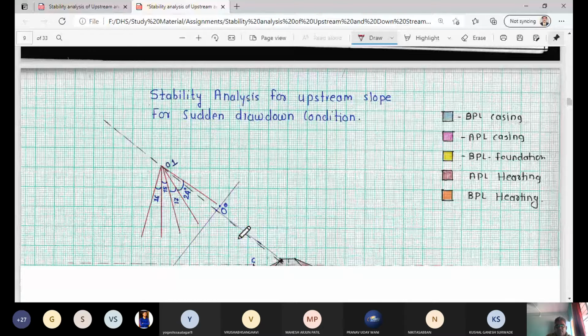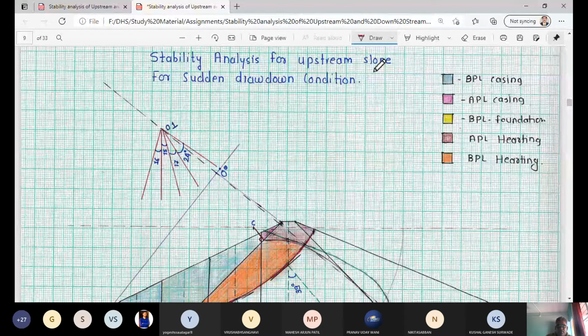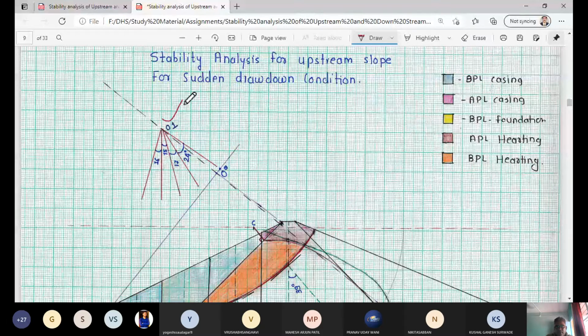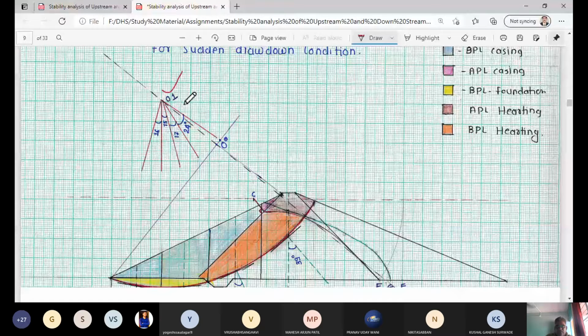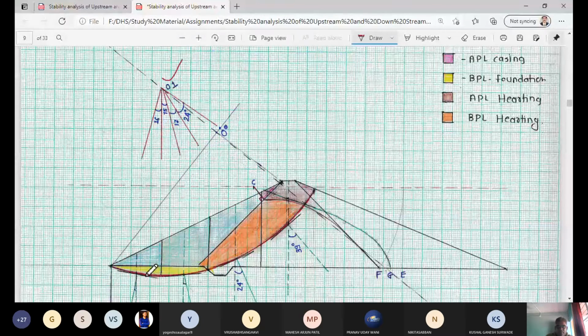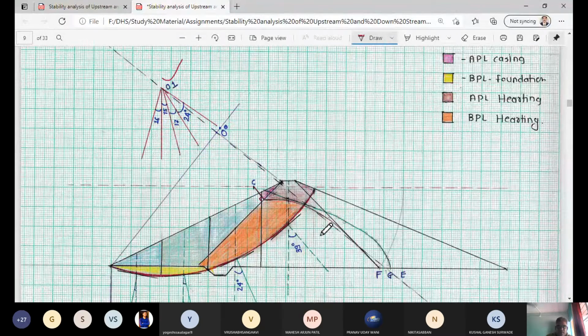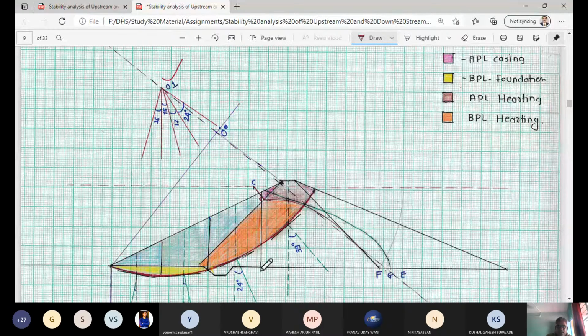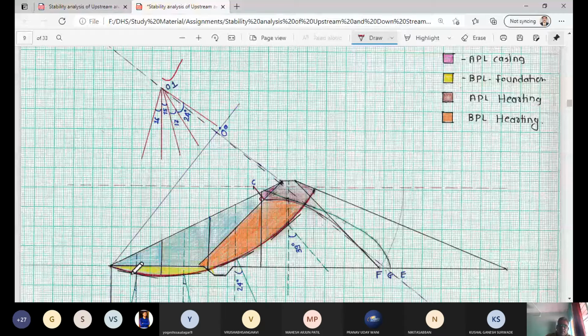Then for the stability analysis of the upstream slope for sudden drawdown, you have to select the center, that is O1. According to the selected center, the failure analysis is to be carried out as per the slip circle method. You draw a circle, and as per the circle, this is the failure analysis on the upstream side. Similarly, you have to carry it out towards the downstream side.